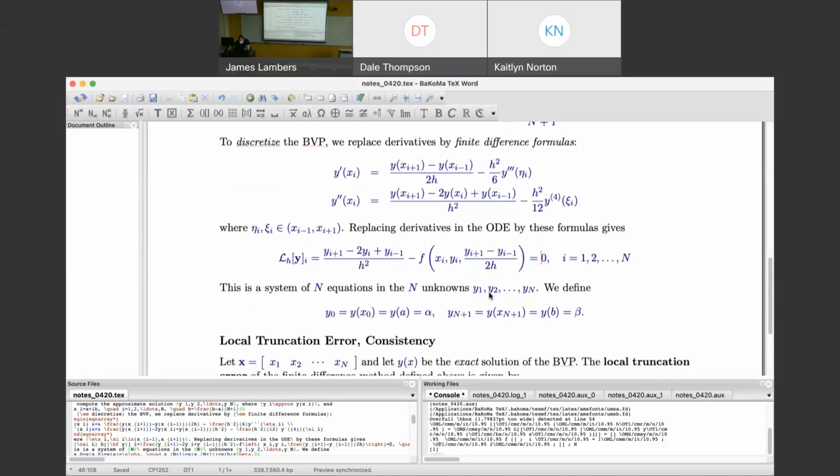Okay. Now, I'll talk a little bit about convergence analysis. So with initial value problems, time stepping, we had the notions of consistency, stability, and convergence. So those concepts are important here. They just have to be defined appropriately for this kind of problem.